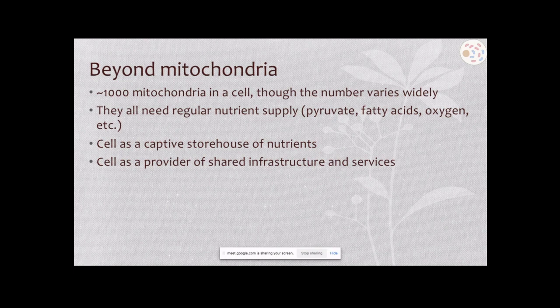And as we see, to carry out their function, they need regular supply of nutrients like pyruvate, fatty acids, oxygen. So, cell, again, change of perspective. The way we have been seeing cell, I want to look at it from a different perspective. The cell, in this instance, is a captive storehouse of nutrients. So mitochondria need nutrients to function. Cell is a storehouse. It keeps the nutrients and supplies to mitochondria. Cell also is a provider of shared infrastructure and services. We know microtubule network acting as structure, and other features, endoplasmic reticulum, Golgi apparatus. So they are all shared infrastructure shared by a number of mitochondria.